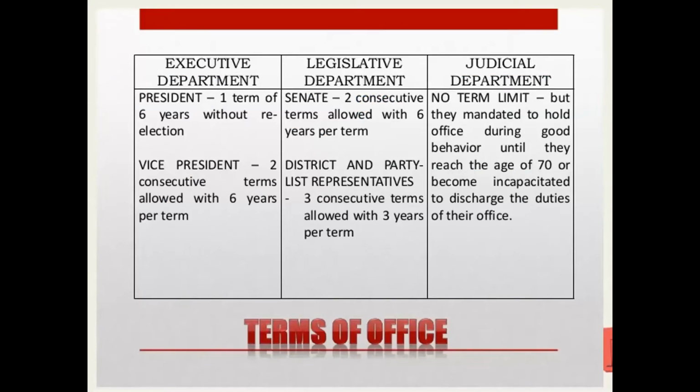Okay, just read it. The President has one term of 6 years, and the Vice President, let's say in the case of Vice President Leni, she can still run as VP for a second term. Okay. We also have the legislative department, the Senate, and the district representatives, and the judicial department such as judges and justices of the Supreme Court. They do not have a term limit, but the mandatory retirement of every judge is when they reach the age of 70.